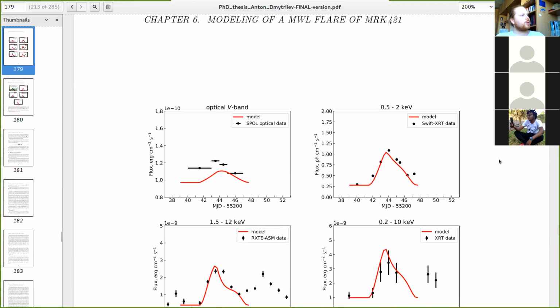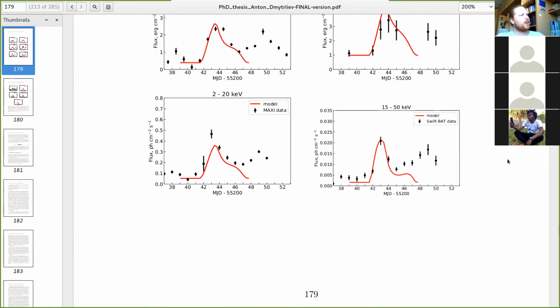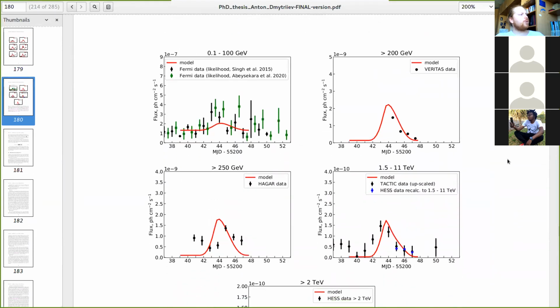So for instance, I was studying a flare of an active galactic nucleus, the blazar Markarian 421. So you can see, this is Fermi data. You have low flux at the beginning, there was nothing happening, and then there was a flare. This is a model and these are data. So there was a flash and then it returned back to usual values.